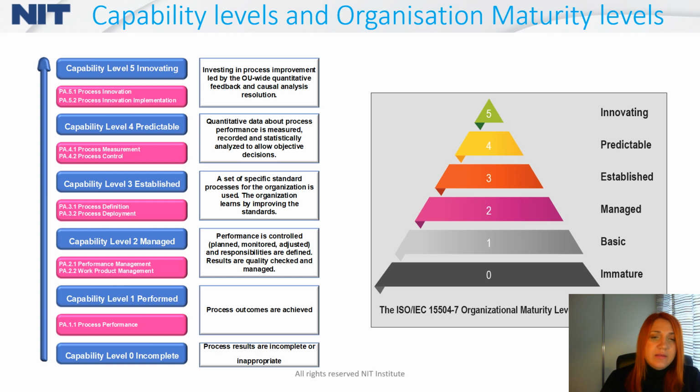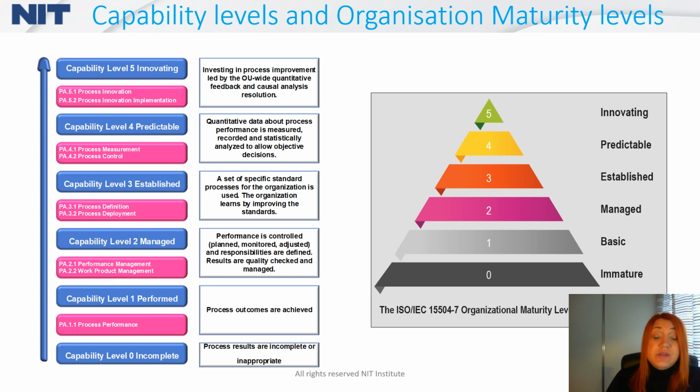You remember that I said that management processes are heavily impacting performance management on level 2, and that supporting processes like configuration management and supplier management are heavily impacting level 2 as well, as well as work product management. This means for capability level 2 that performance is controlled, planned, monitored, adjusted, and that all the responsibilities are defined, that results are quality checked and managed.